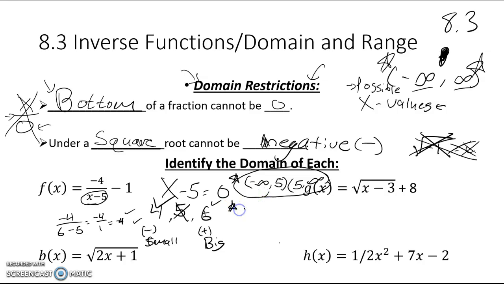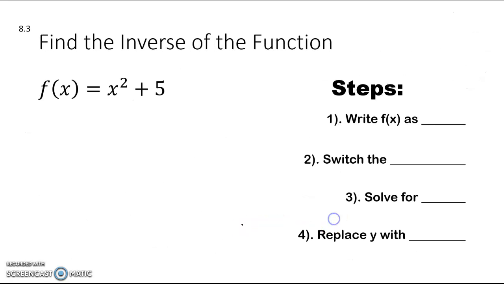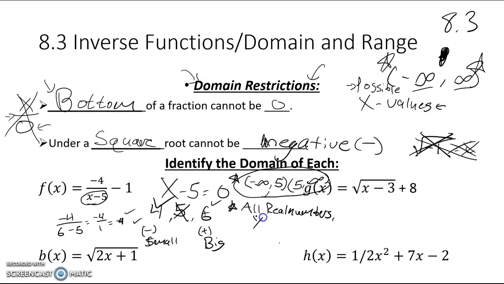Another way I could write it out is all real numbers, comma, x does not equal 5. All real numbers, x cannot equal 5, okay? So those are a couple ways of writing out a domain. If you want to pause the video, write down any more notes you can, or need to rewind it, you can do that. I'm going to pause real quick and erase.